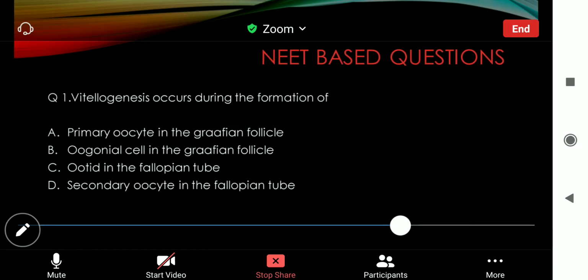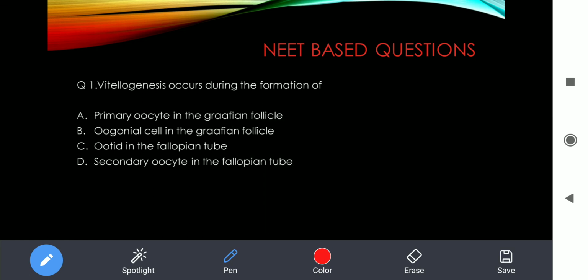This is the first question which belongs to this segment. The question is, vitellogenesis occurs during the formation of. Before solving this question, we need to know about the process of vitellogenesis. What does it mean? Basically, the yolk formation and yolk deposition in the primary oocyte is called vitellogenesis. So from this, we can say that it will be related with the primary oocyte.